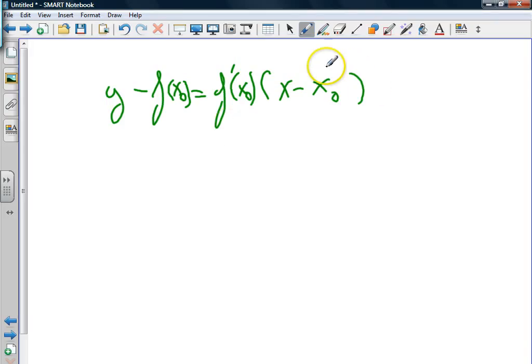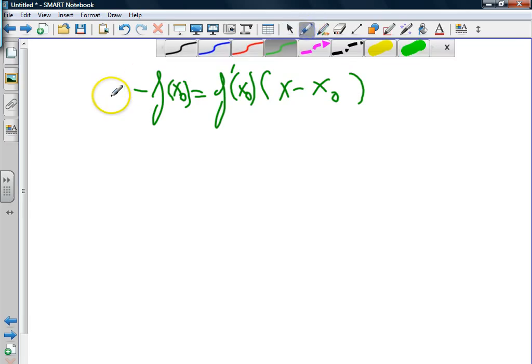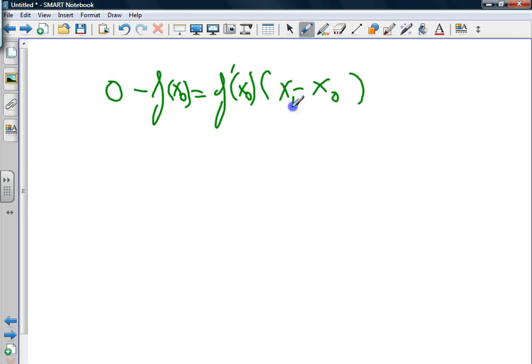Now, x1 is the 0 of this tangent line. This is a line. This is the tangent line, right? So when is it 0? When y is 0, I can solve for x1.